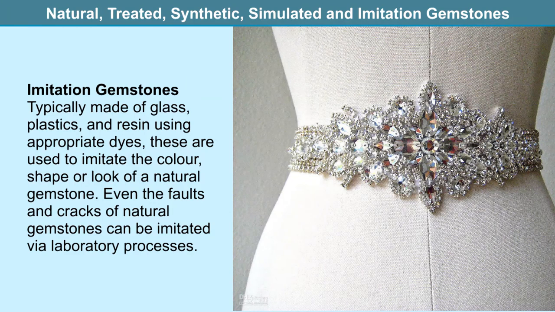Finally, imitation gemstones. Typically made of glass, plastic, and resin using appropriate dyes, these are used to imitate the color, shape, and look of a natural gemstone. Even the faults and cracks of a natural gemstone can be imitated via laboratory processes.